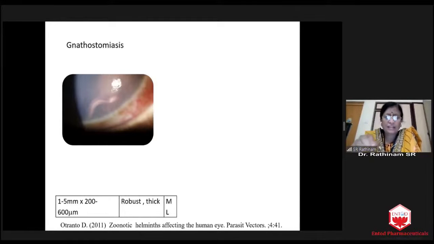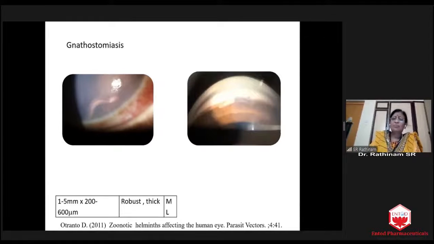It can penetrate the iris. It can damage the trabecular meshwork. It can get into the eye. It can do all sorts of harm. And we have to kill the worm.